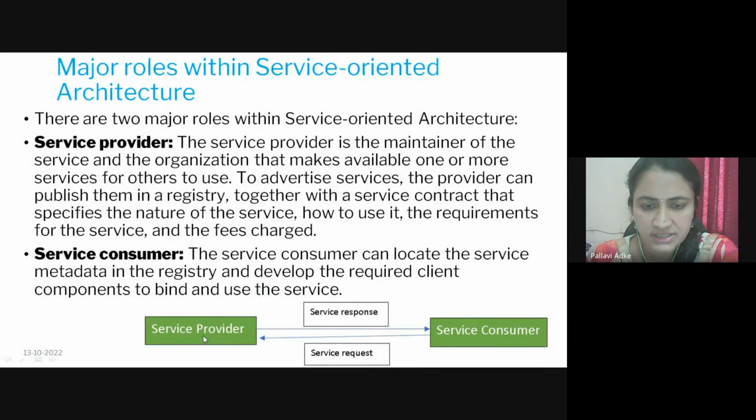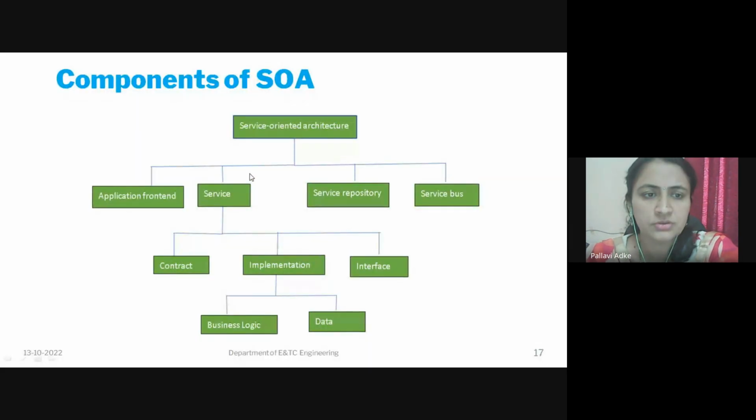Let's see this diagram. There is a service provider and service consumer. Here the service consumer is sending the request to the service provider. The service provider will check their available options and send back the response. Whatever your size is, whichever clothes or fashion you like, whether it's available with them or not, they will check and send you the response. So there are two major roles in service-oriented architecture: one is the service provider and one is the service consumer. So these are the components of the service architecture.